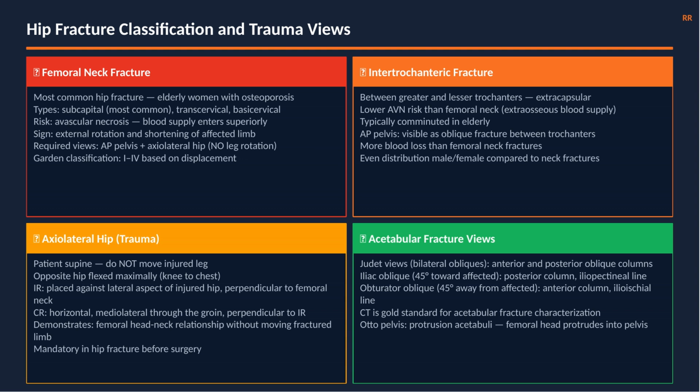Opposite leg flexed out of the beam. IR against the lateral hip. Horizontal CR through the groin. This must be documented before any surgical planning. Required after reduction to confirm reduction.